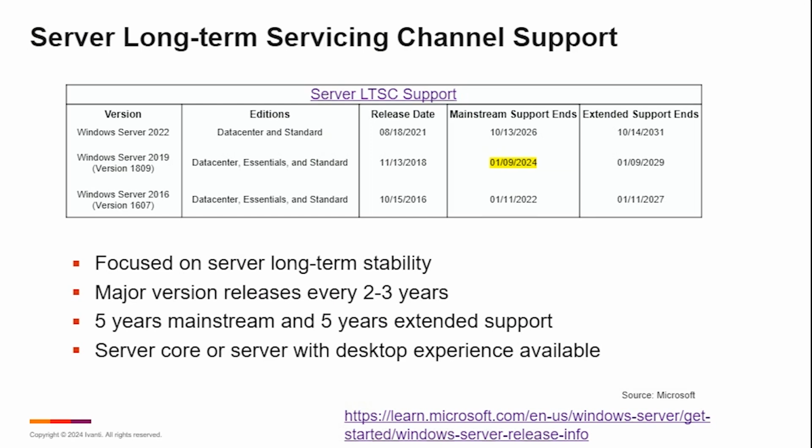On the server side, long-term servicing channel support, Server 2019 branch 1809, the mainstream support has ended, but it's now into extended support. So again, it's the LTSC. It's got a long tail life cycle on it. So now it's in extended support out to 1/9/2029, which means you get security updates. Like I believe they cut off the feature updates and things like that.